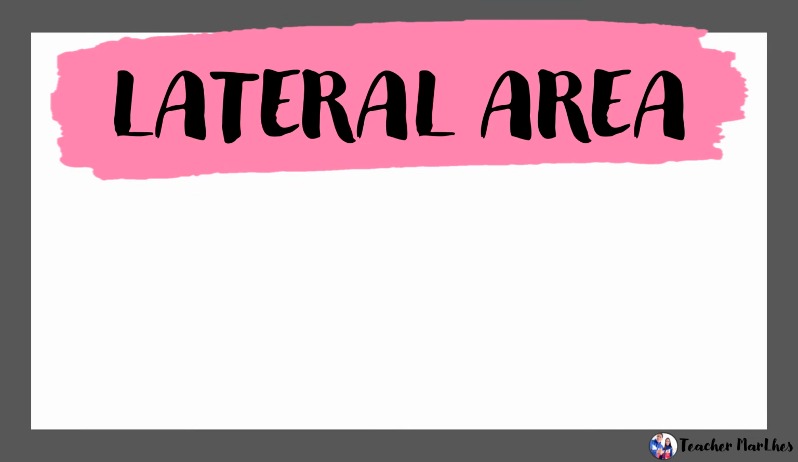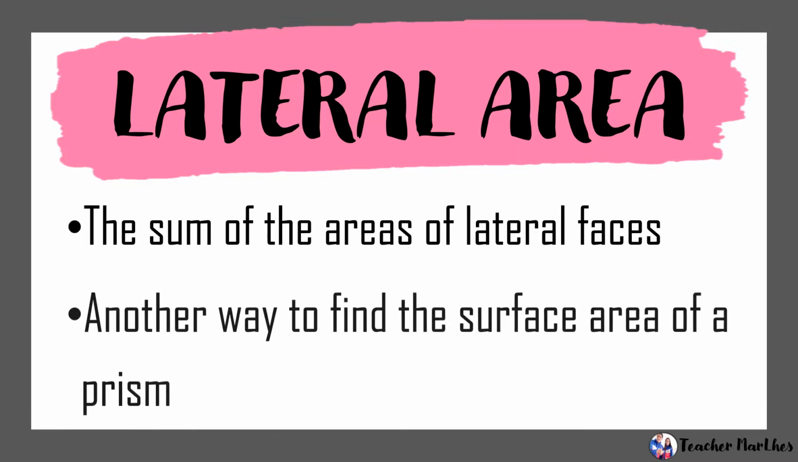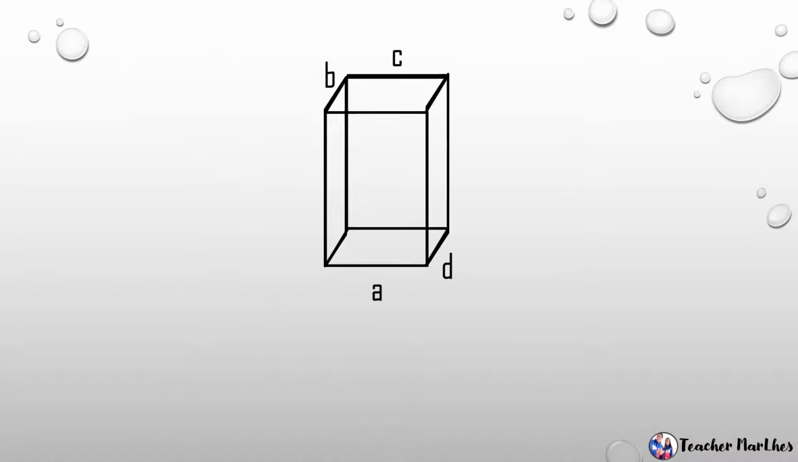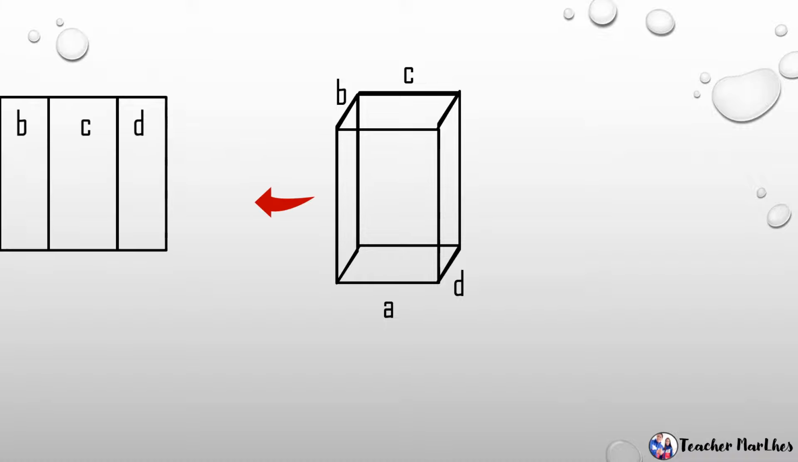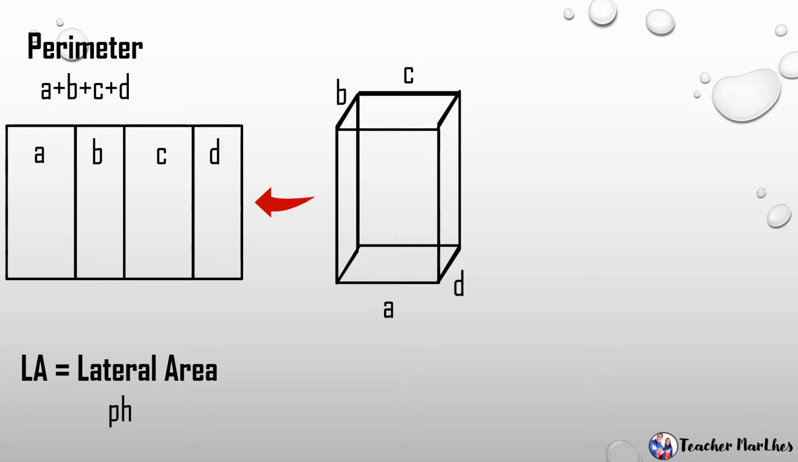Lateral area is the sum of the areas of the lateral faces. So, another way to find the surface area of a prism. Let's have this figure. These are the lateral faces of this figure. Para sa formula ng lateral faces ng prism, kailangan kunin ang perimeter ng lateral faces and multiply to the height of the figure. So, the formula is lateral area is equal to perimeter times the height of the prism.